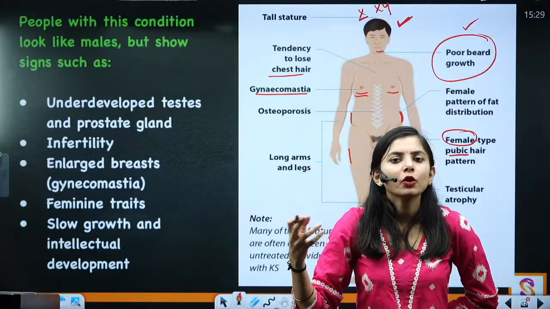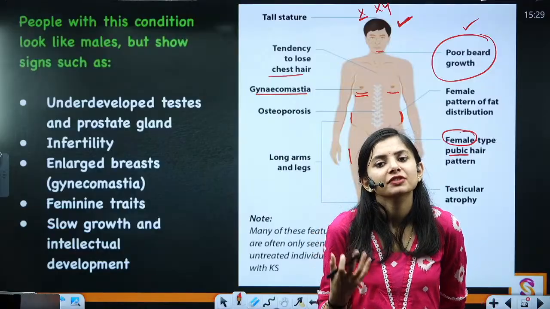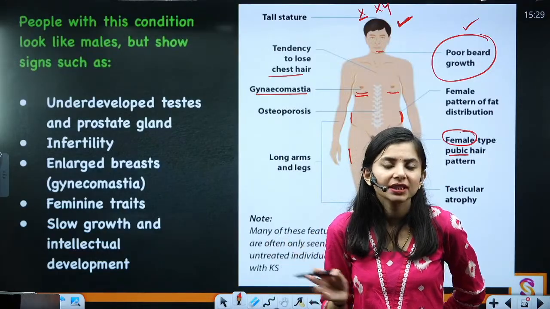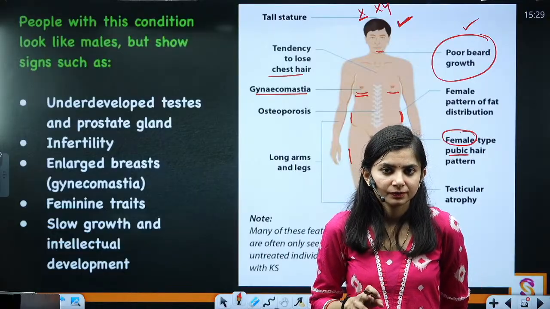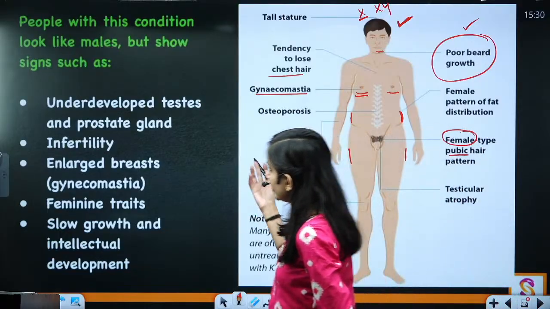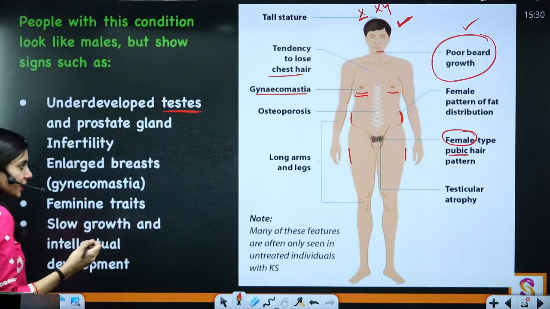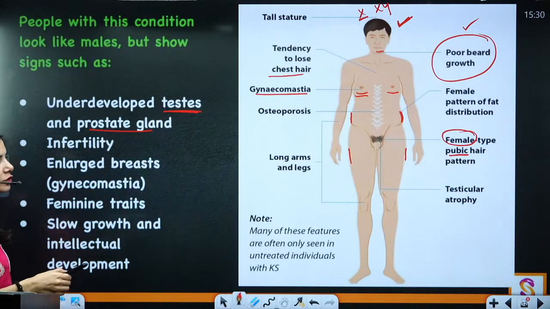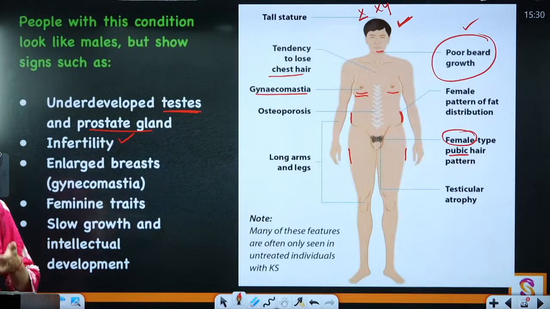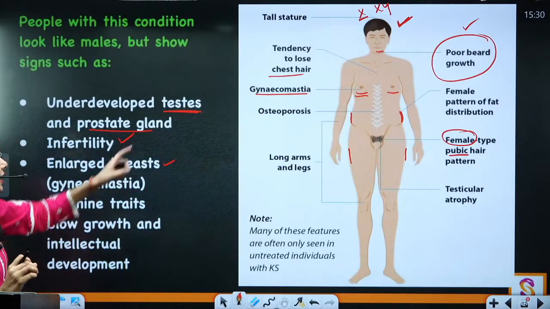So the reduced growth of the testes means they are not able to produce semen, and because they are not able to produce semen, there is an absence of sperm cells, and this person is not reproductive. Fine, they are not fertile. So another effect is infertility. Now let's try to understand. Their testes are underdeveloped, and their prostate gland is also not properly developed. They are considered infertile. Why? Because they are not able to produce semen. They have enlarged breast. We have understood that, that is gynecomastia.